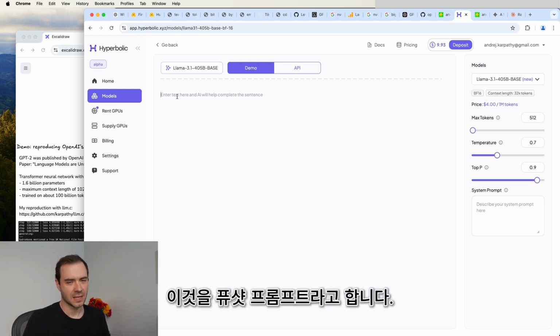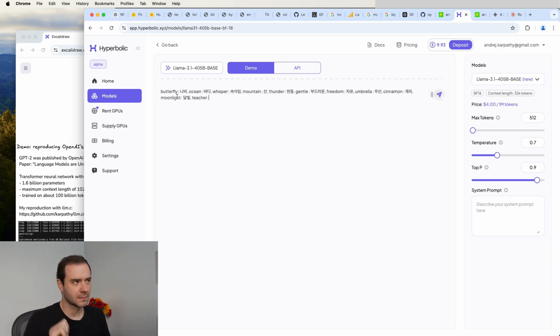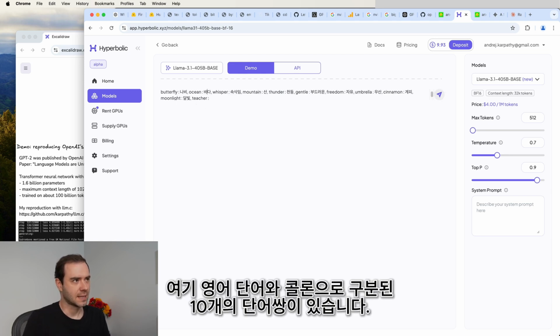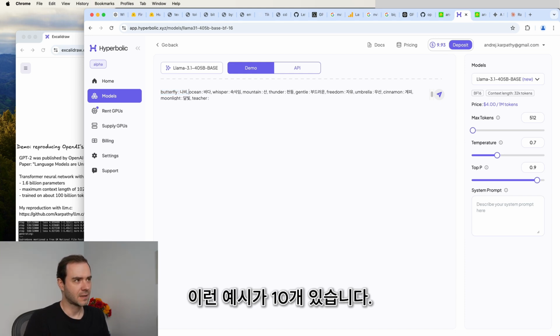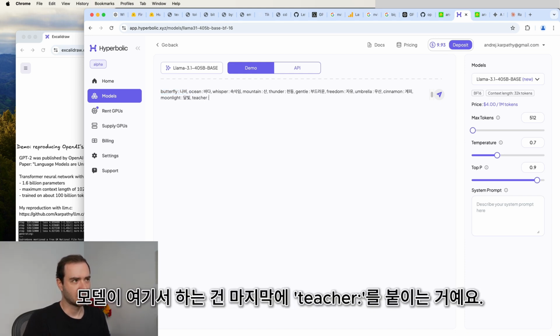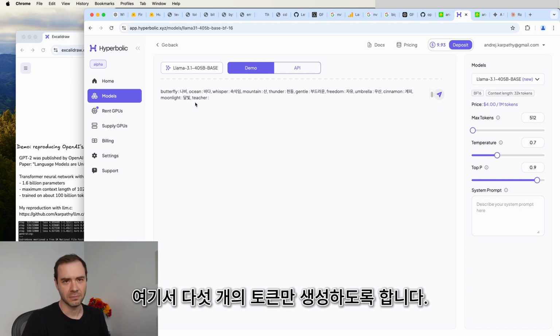So here's something that we would call a few-shot prompt. What it is here is that I have 10 words, or 10 pairs, and each pair is a word of English, colon, and then the translation in Korean. And we have 10 of them. And what the model does here is at the end we have teacher, colon, and then here's where we're going to do a completion of, say, just 5 tokens.